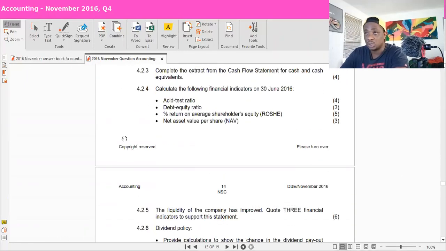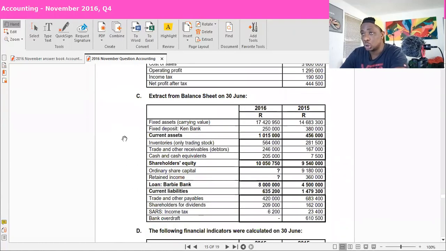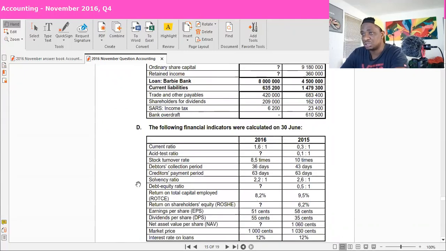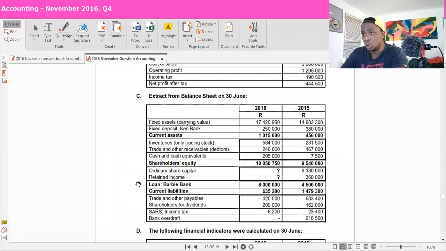So the first thing that we want is to check what is the change in the loan amount. Here you have an extract of the balance sheet, and there's no other information about the loan except here in the balance sheet. If you go to your liabilities, you have a loan here, Barbie Bank. You can see that in 2015 you had a loan balance of 4,500,000, and in the following year you have a balance of 8 million. So you can see that we took more loans. If we take an additional loan, it means an increase in our cash position.